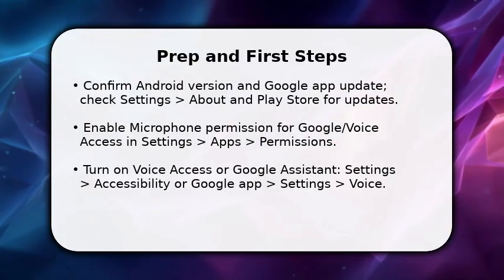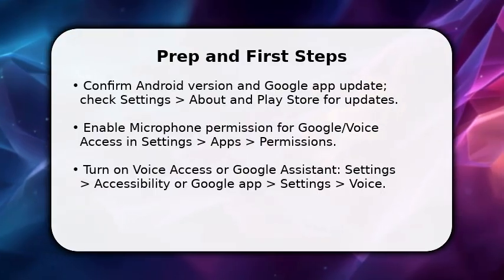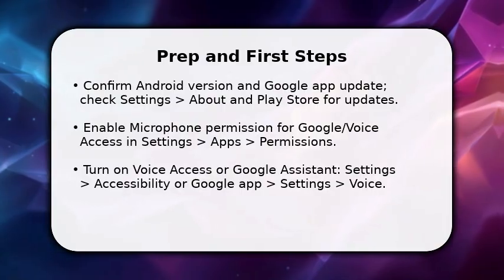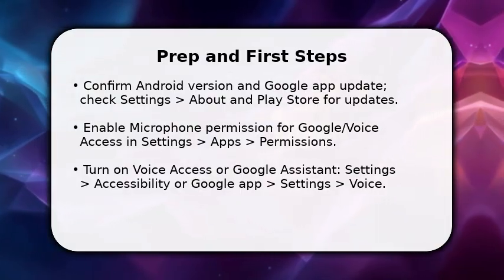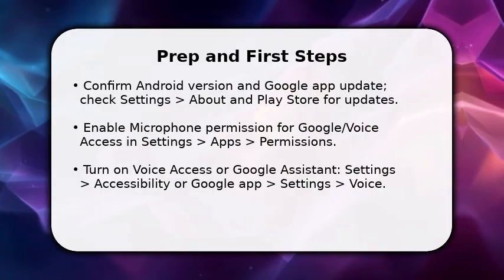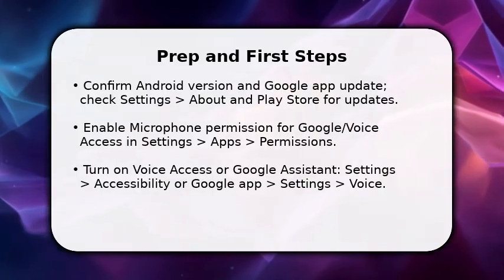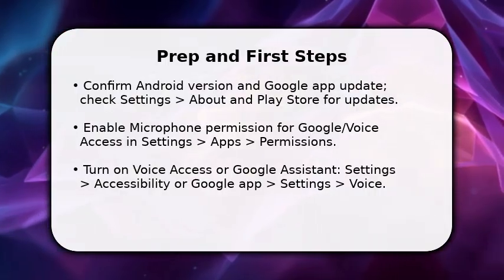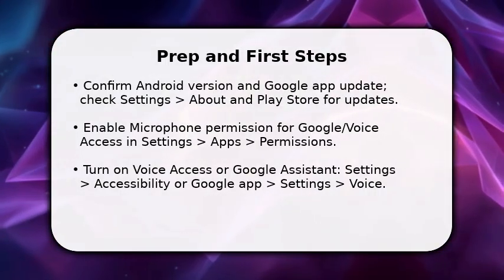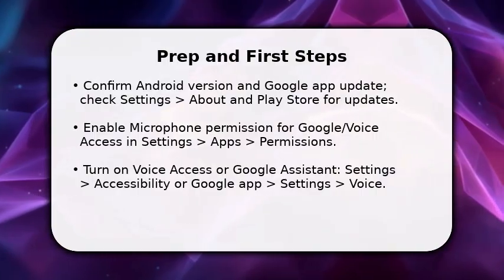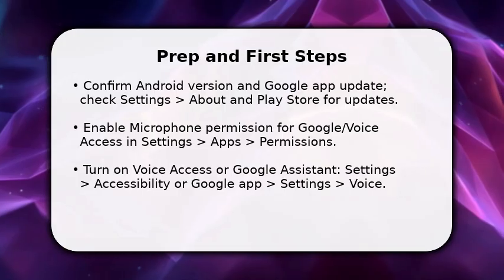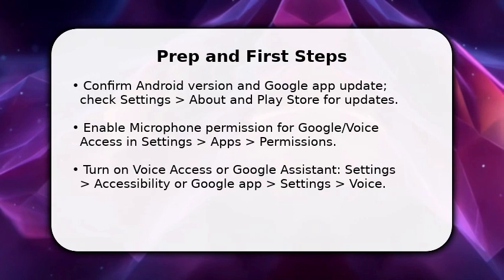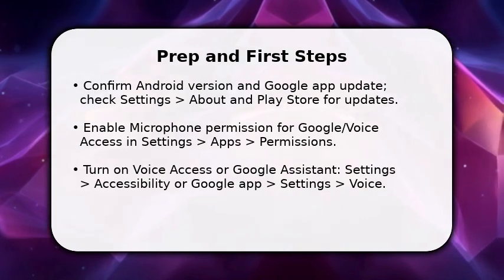You start by verifying prerequisites so nothing blocks voice control. Check your Android version and update the Google app now. Outdated apps cause most failures. Once updated, go to Settings and grant microphone permission to Google and voice access. Then enable voice access in Accessibility or activate Google Assistant in the Google app settings. Doing these steps first removes permission and compatibility problems and prepares your device for the more technical fixes that follow.